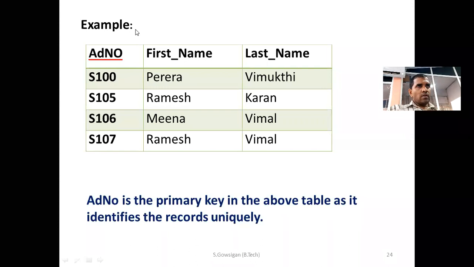In this example, you couldn't select first name as primary key. You didn't select last name as primary key. What's the reason? The first name can have duplication. There may be another Pereira. As I mentioned earlier, there may be hundreds of records. This Pereira may be repeated many times. So if there are many Pereiras, then how can you identify the record?